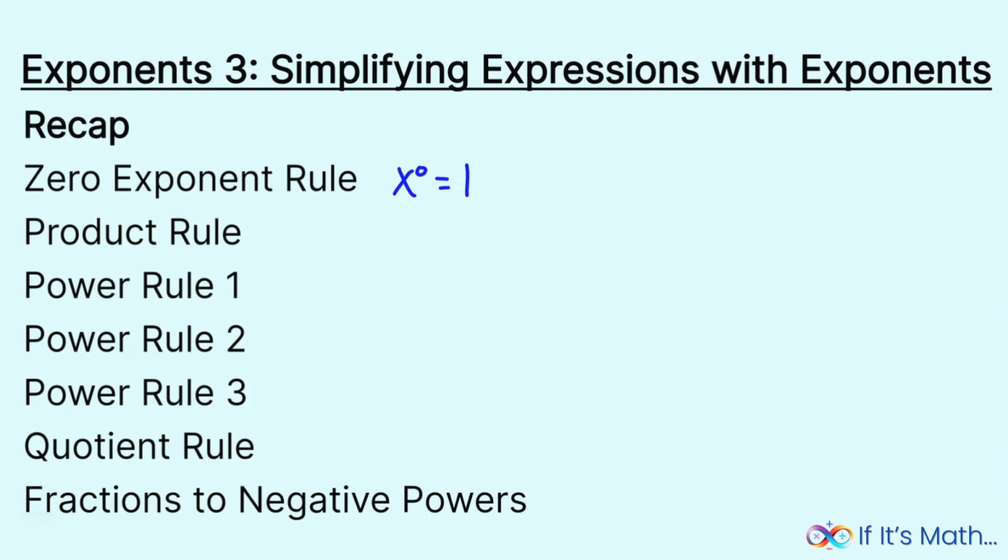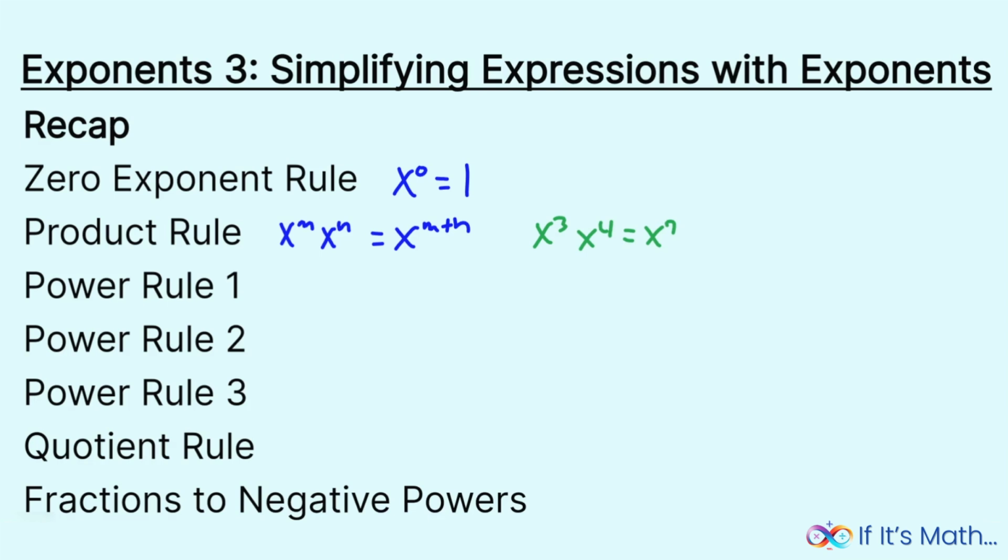The next is the product rule. The product rule tells us that x to the m times x to the n equals x to the m plus n. One of the important things here is you have to have the same base. The only way you can add these together is if it was x in both instances. Let's look at a quick example of this. If you had x to the third times x to the fourth, that is going to equal x to the seventh, because you just add them together.